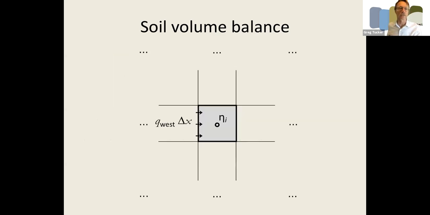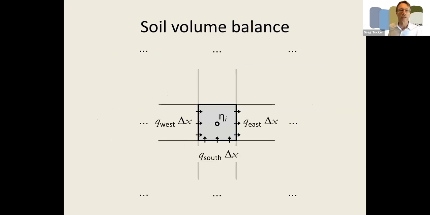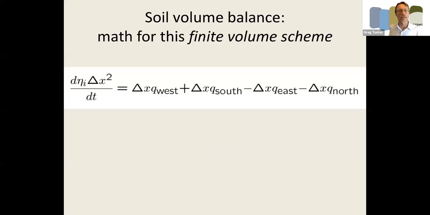We'll see why that matters with a little illustration. Here I'm looking down on a particular cell called number I, and it has a height eta I that we've recorded at its node. We're interested in keeping track of the soil that's flowing in from the west side. We'll call that flux Q west, and the total soil per year would be Q west times the face width, or delta X. Similarly, we can keep track of what's going out to the east, coming in from the south, and going out to the north.